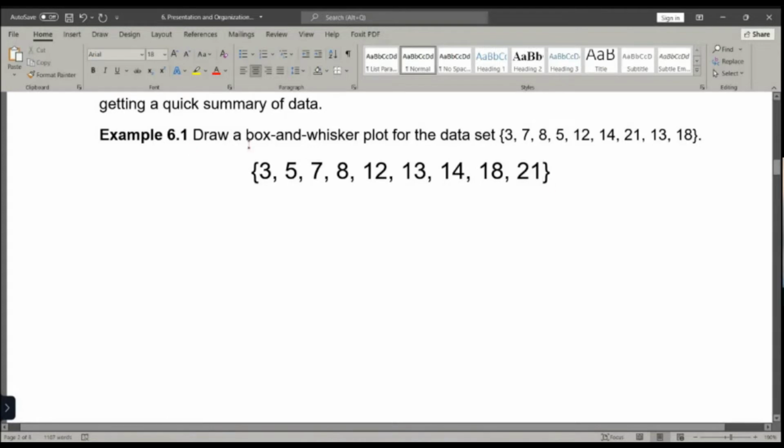Let us confirm. We have how many values? 1, 2, 3, 4, 5, 6, 7, 8, and 9. So we have 9. That would be your n. N is the number of items, the number of values, or the number of scores in a given distribution. So n is equal to 9. With that, we can now identify our 5-number summary.